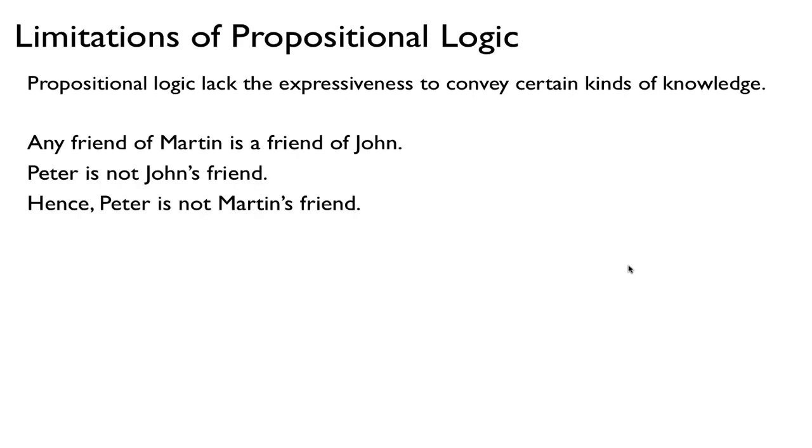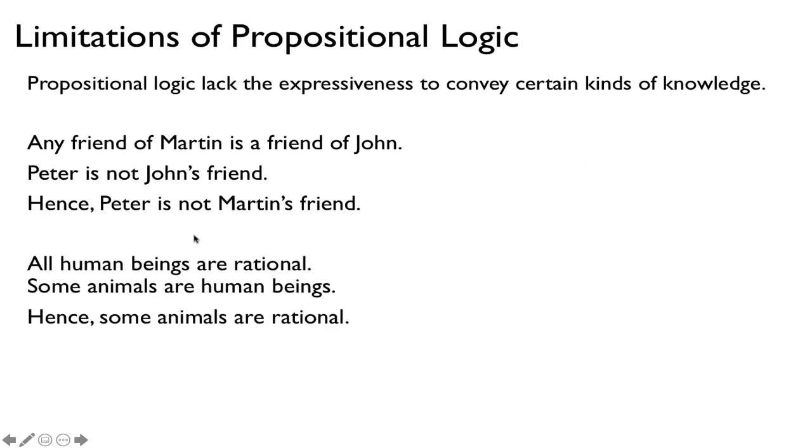Here's an example of a reasoning that at this point we can't really express with propositional logic. Any friend of mine is a friend of John. Peter is not John's friend, therefore Peter is not Martin's friend. You can look at that carefully and see that that's a reasonable deduction, but we can't really convey these ideas in propositional logic.